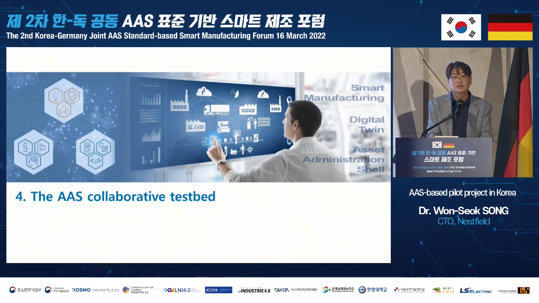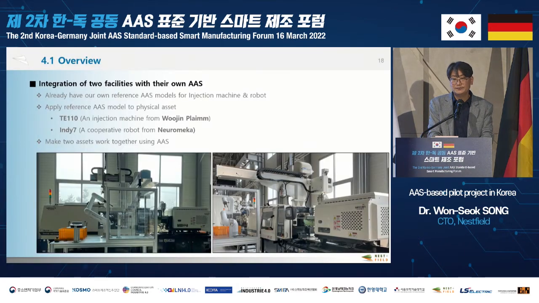I told you about the three key features and I told you about various updates. Using all of them, we now have two pieces of equipment and a testbed where the two equipments are collaborating together. You can see two machines and they have their own AAS. Two of them can be connected and we created a single testbed.